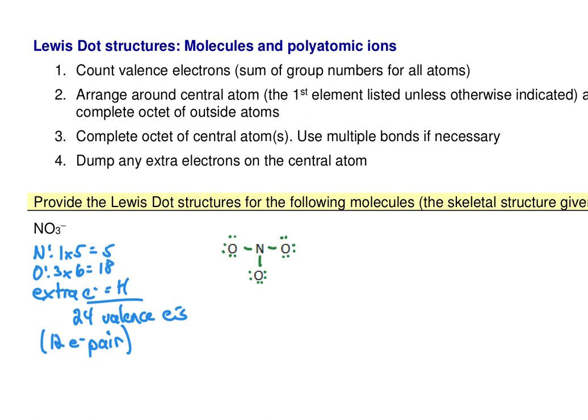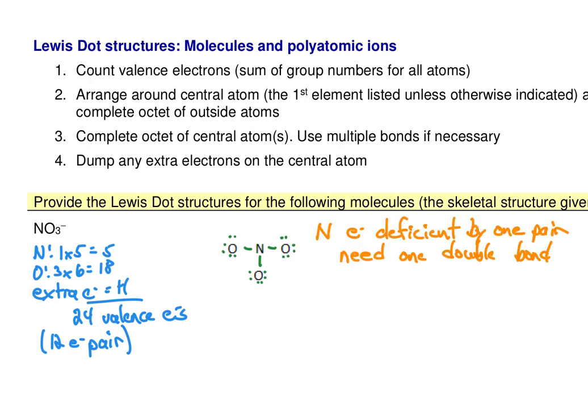electron pairs. But nitrogen is electron deficient, so we're going to have one double bond. We can represent this process by taking one of the lone pairs and converting it to a bonding pair. This will result in 3 different resonance structures.